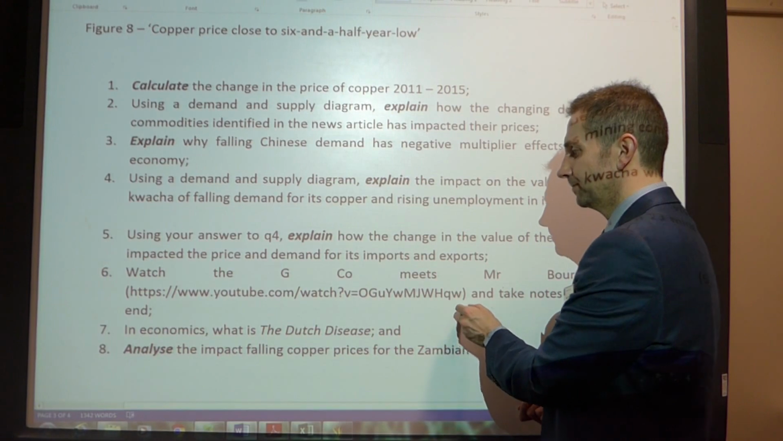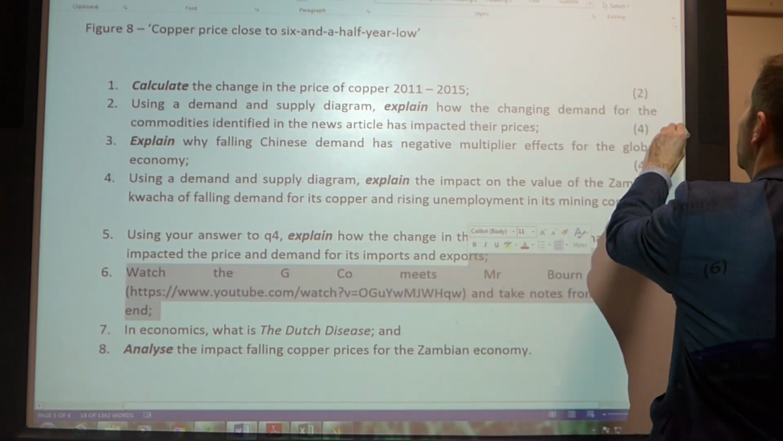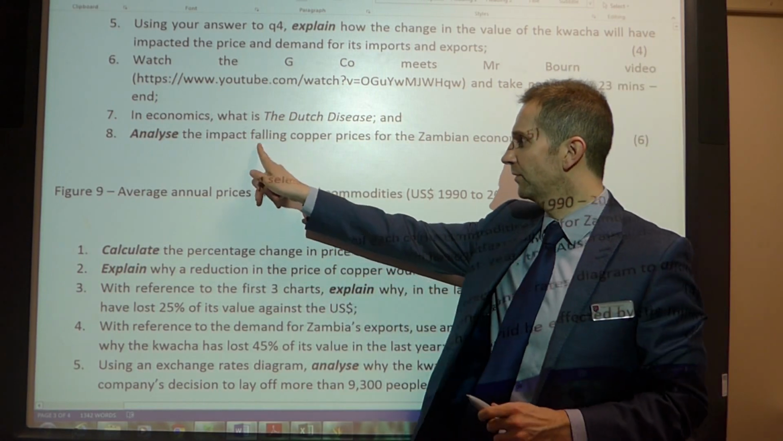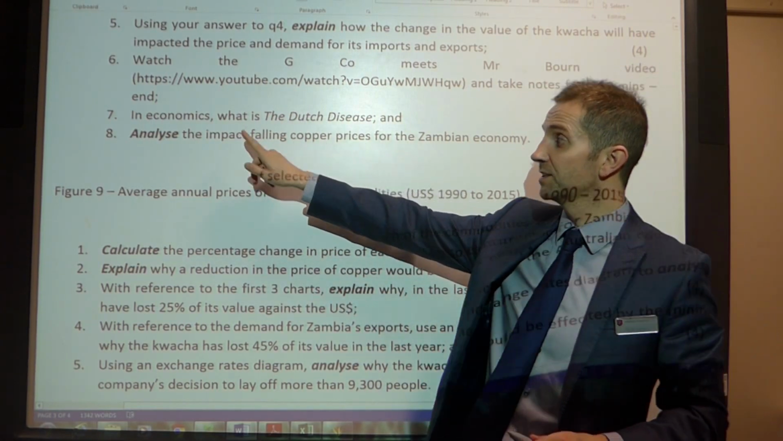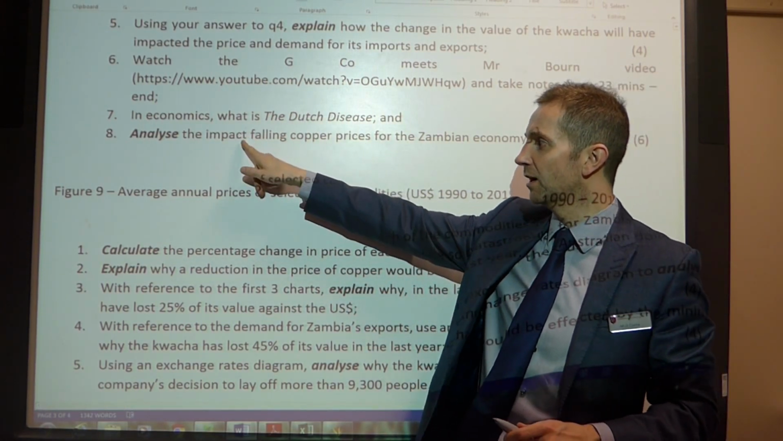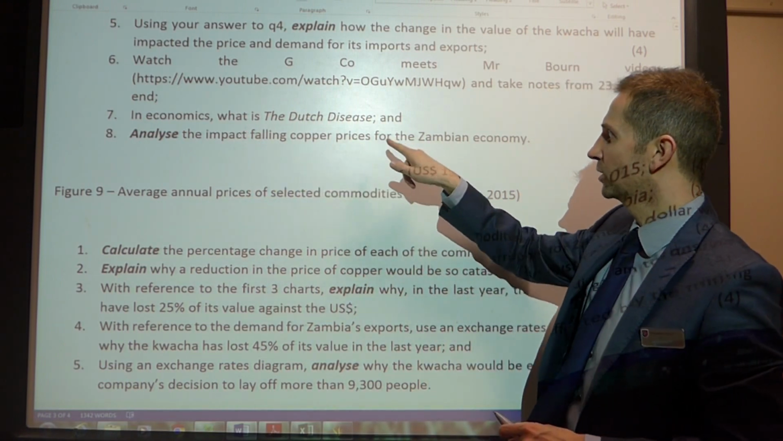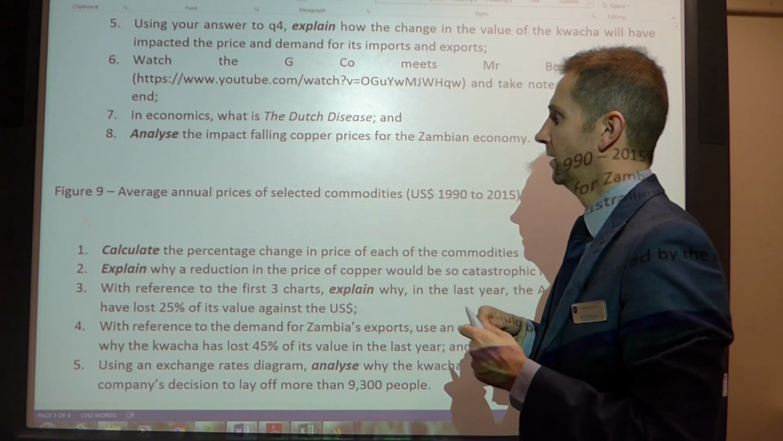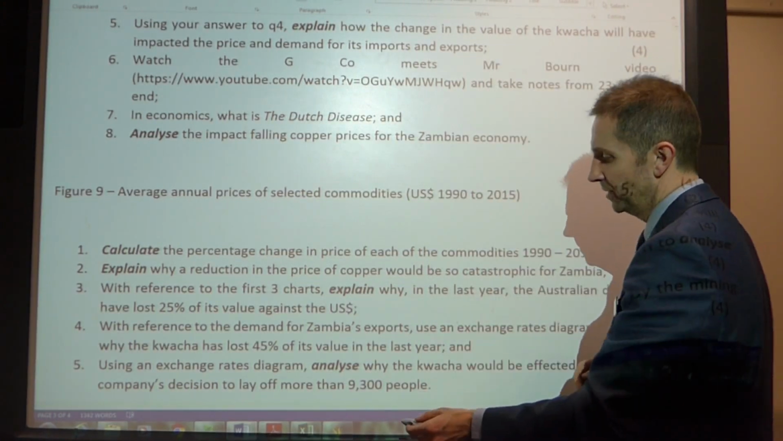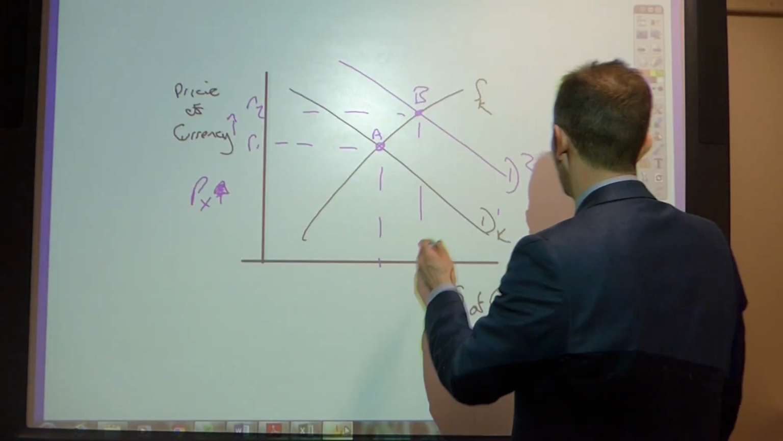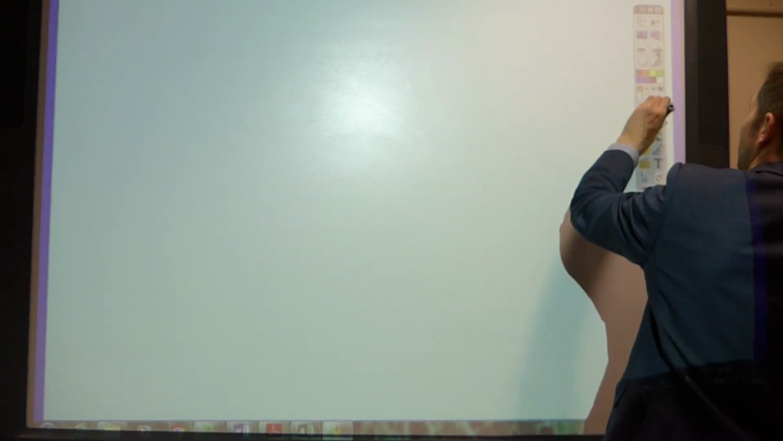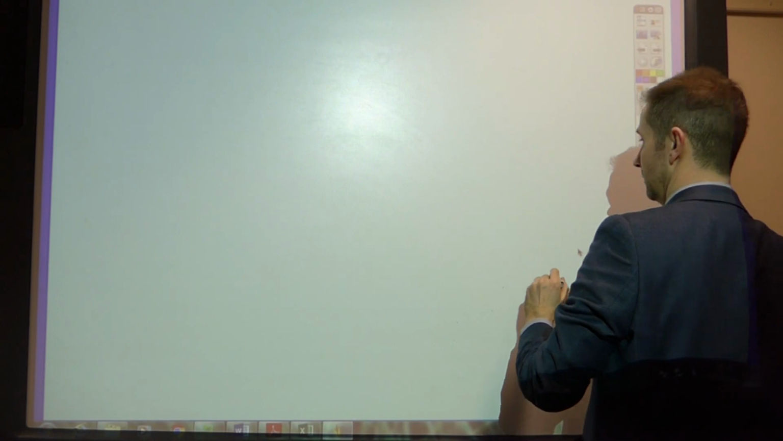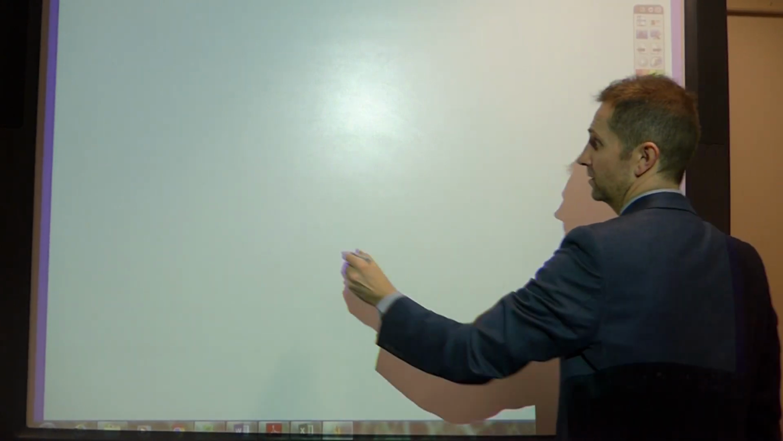And then lastly, analyse the impact of falling copper prices for the Zambian economy. I think you should be doing this, ladies and gentlemen, by way of an AD/AS diagram. I think that would be the most appropriate way to consider this.